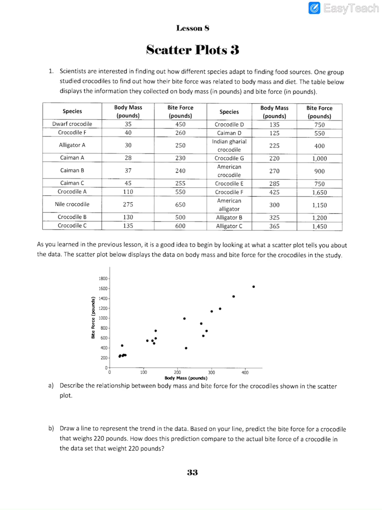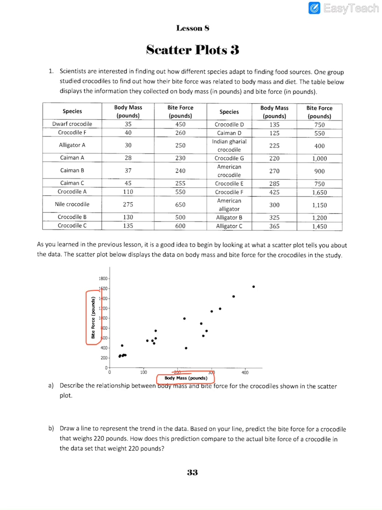As you learned in the previous lesson, it's a good idea to begin by looking at what a scatter plot tells you about the data. The scatter plot below displays the data on body mass and bite force for the crocodiles in the study. If you notice here, our x-axis is their body mass, and our y-axis is their bite force. It says, describe the relationship between the body mass and the bite force for the crocodiles shown in the scatter plot.